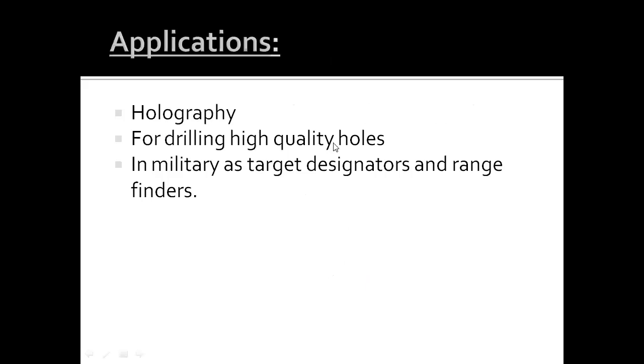Coming to the applications of the ruby laser, most of the time it is used for holography, drilling high quality holes, and in the military as a target designator and range finder, because the output we get from the ruby laser is of very high power. So it is used for destructive purposes, in a positive way, that is in the military as a target designator, and for drilling holes in industries. These are certain applications of the ruby laser, which has a very high power output.